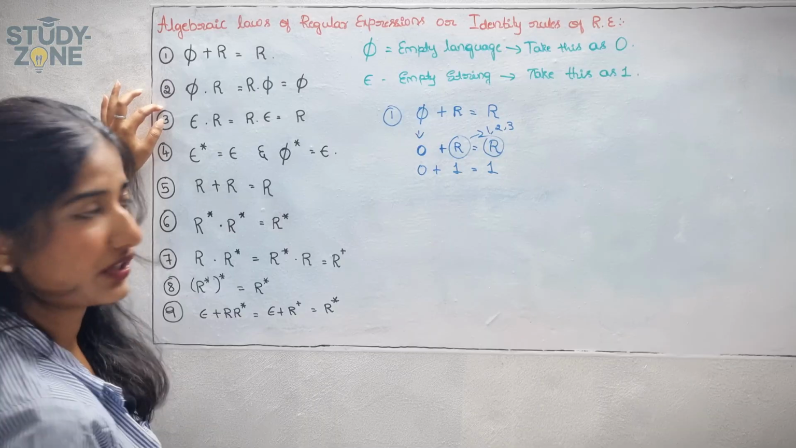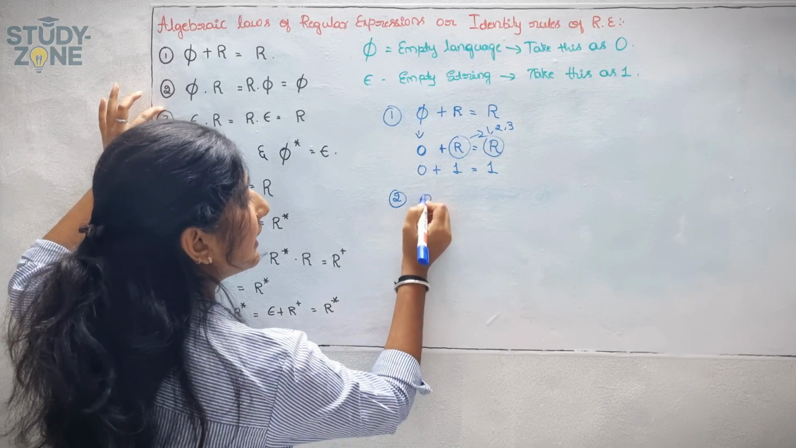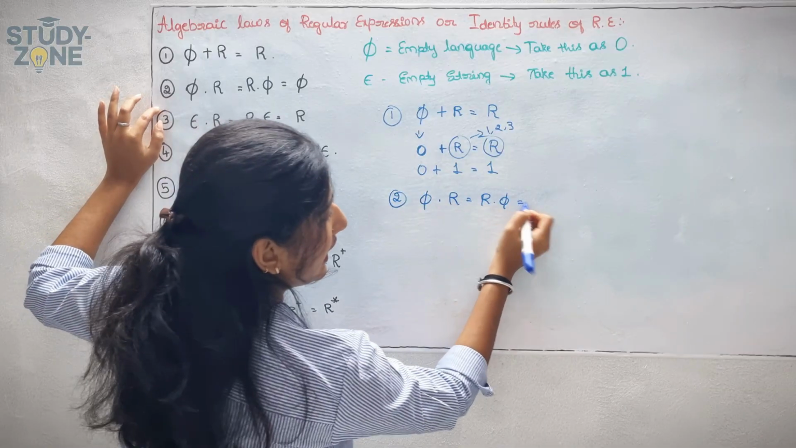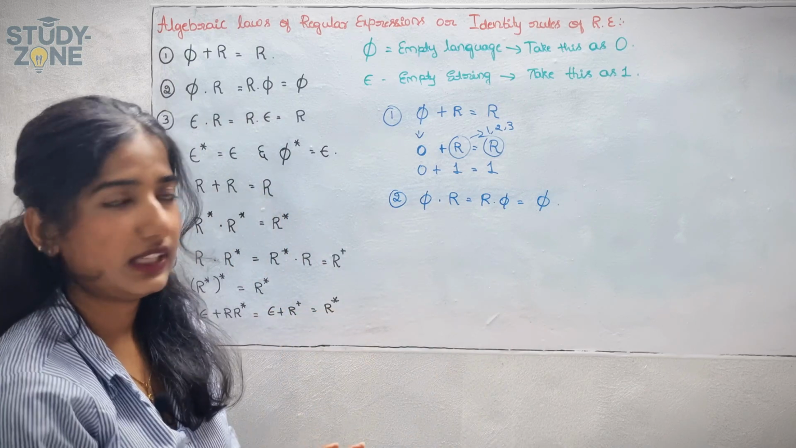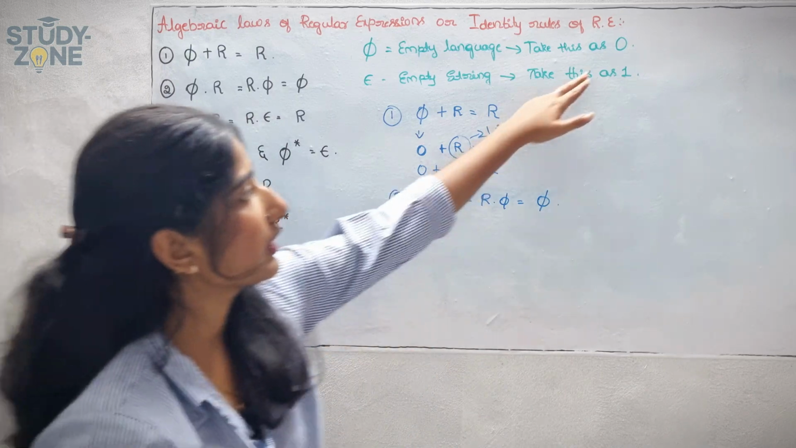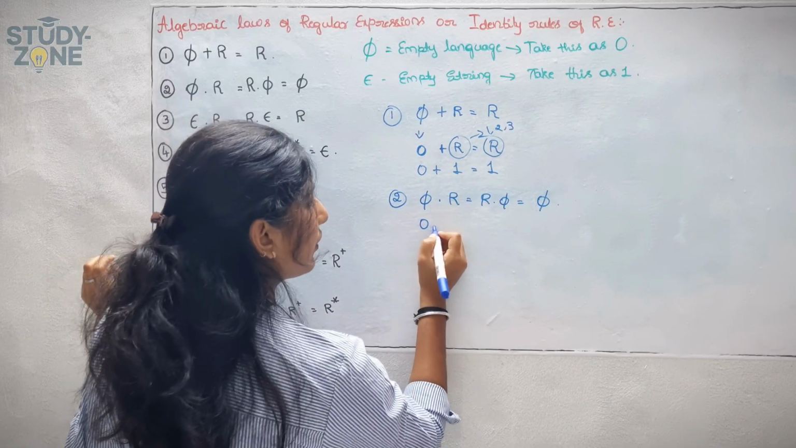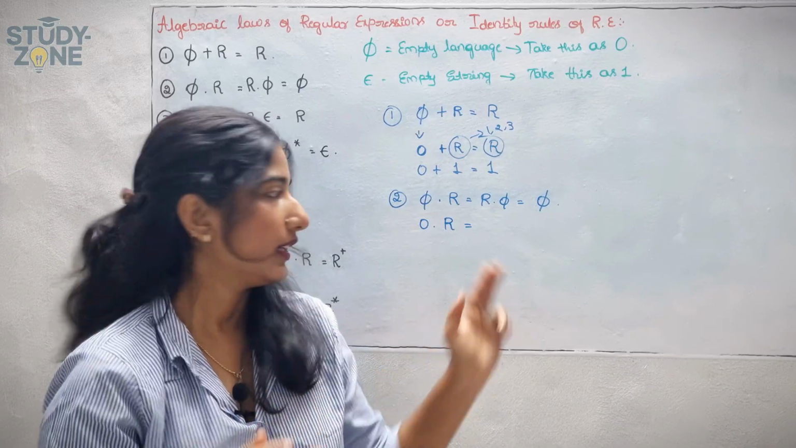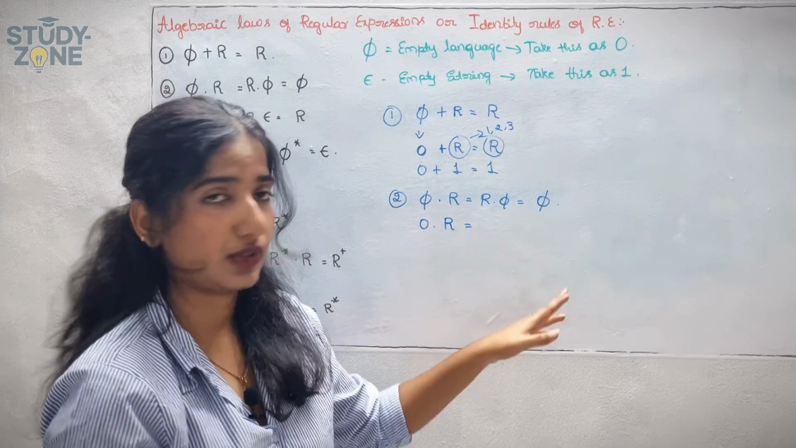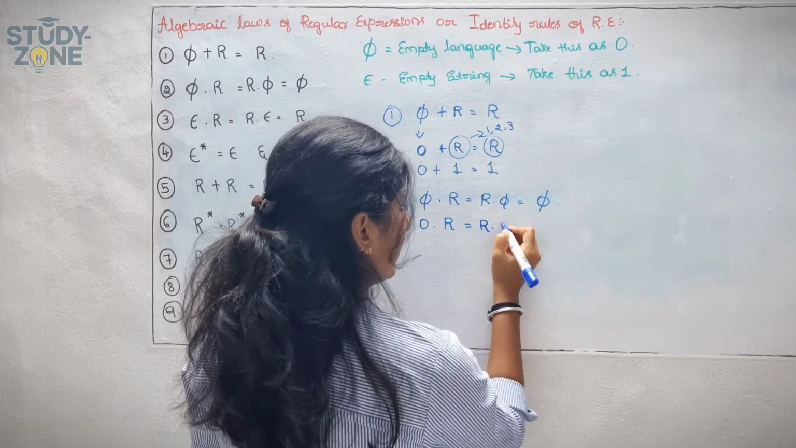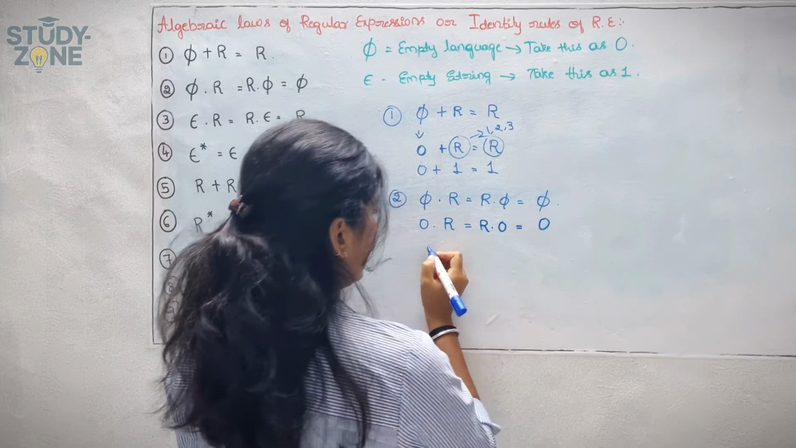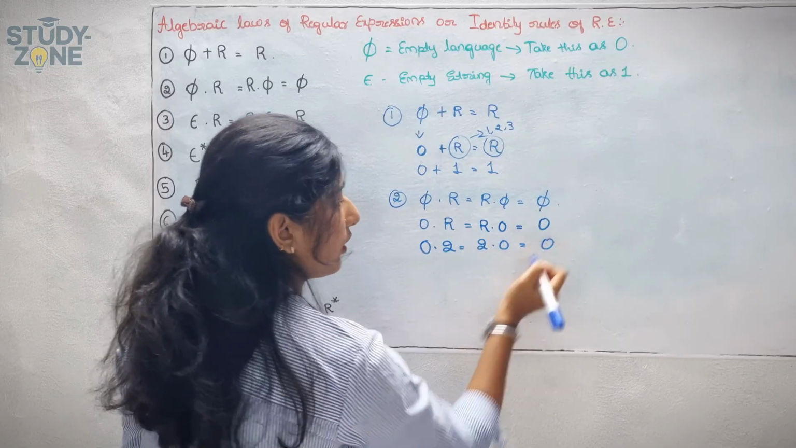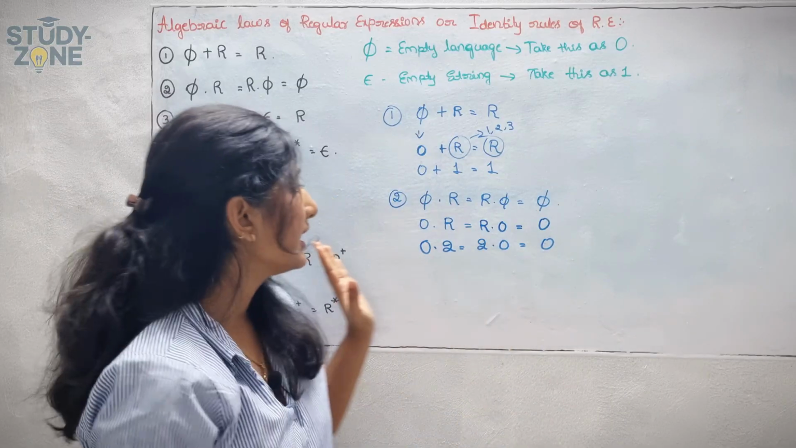The second expression is null symbol dot r equals r dot null symbol equals null symbol only. What is the value of the null symbol? We took it as 0, right? So substitute the value: 0 into r, and we can shuffle it, no difference, r into 0, both are the same, which equals 0 only. Let's take 0 into 2 or 2 into 0, it will be 0 only. Anything multiplied by 0 will be 0 only.